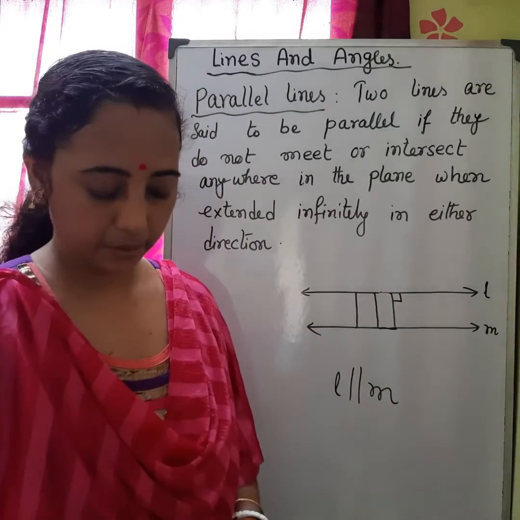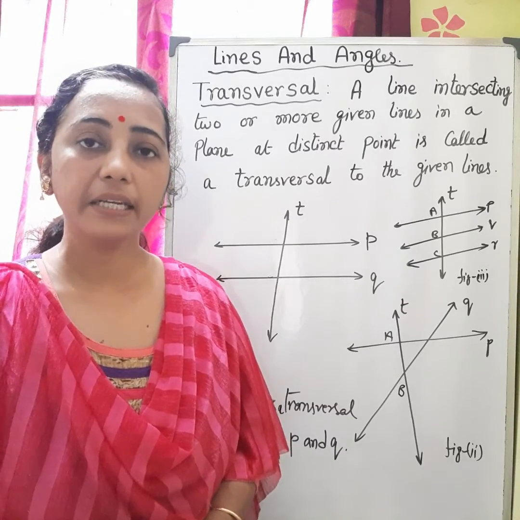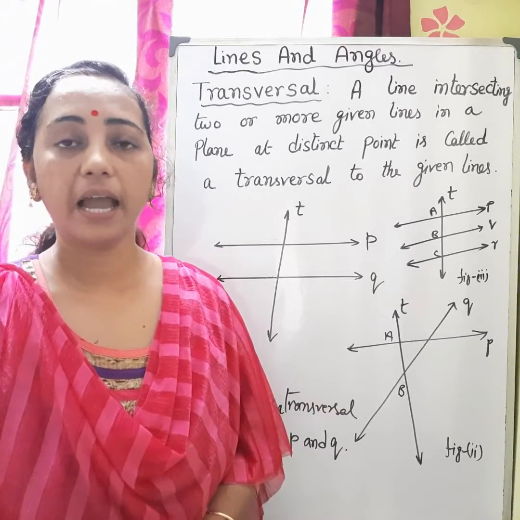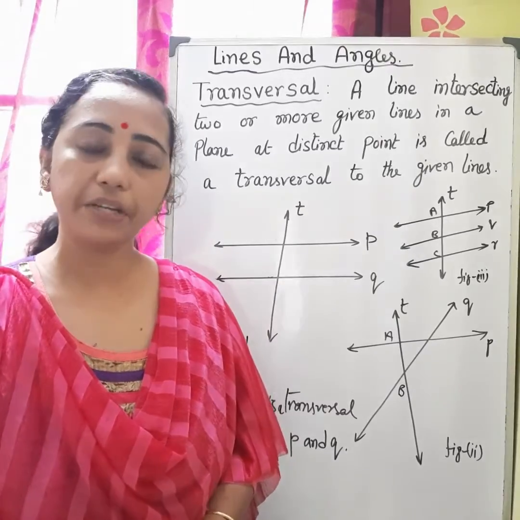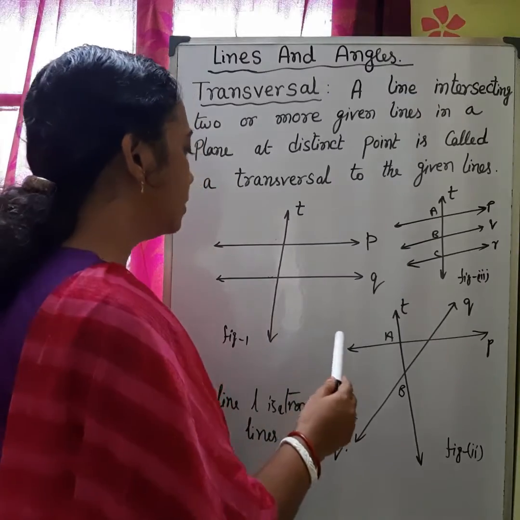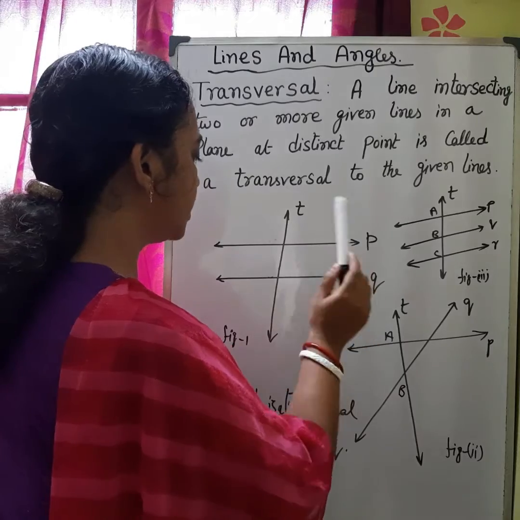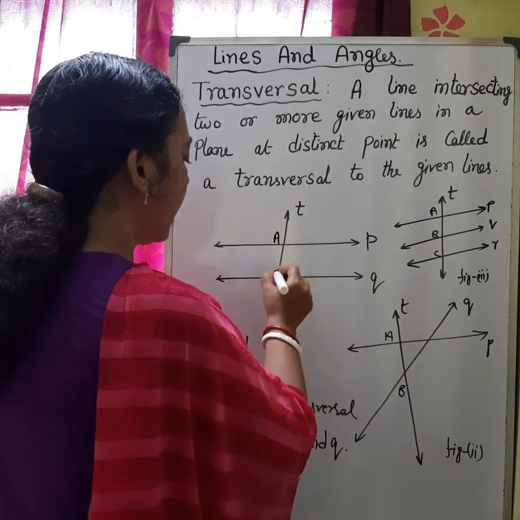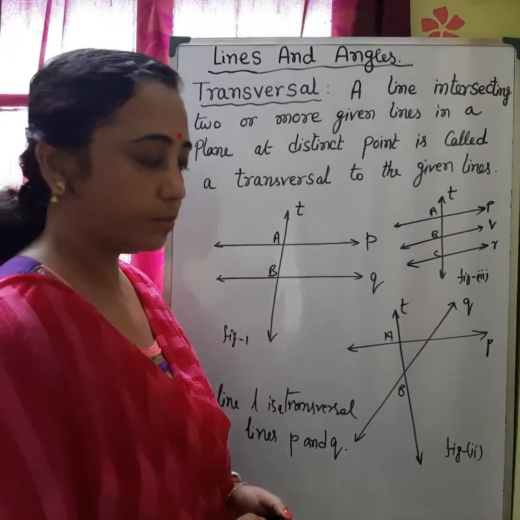Always equal in length. Now let us know about transversal. A line intersecting two or more given lines in a plane at distinct points is called a transversal to the given lines. Now look at this figure. In this figure 1, the line T is intersecting the two lines P and Q in the same plane at distinct points, that is at point A and at point B. So the line T is a transversal to the lines P and Q.